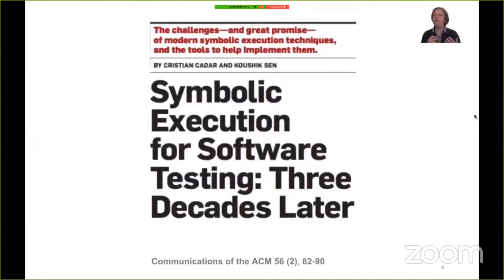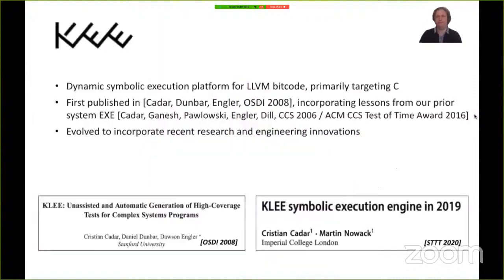I don't have time to say more about symbolic execution in this short talk, but if you'd like to find out more, I think a good starting point is this review article that I wrote with Koushik Sen a few years ago for the Communications of the ACM.